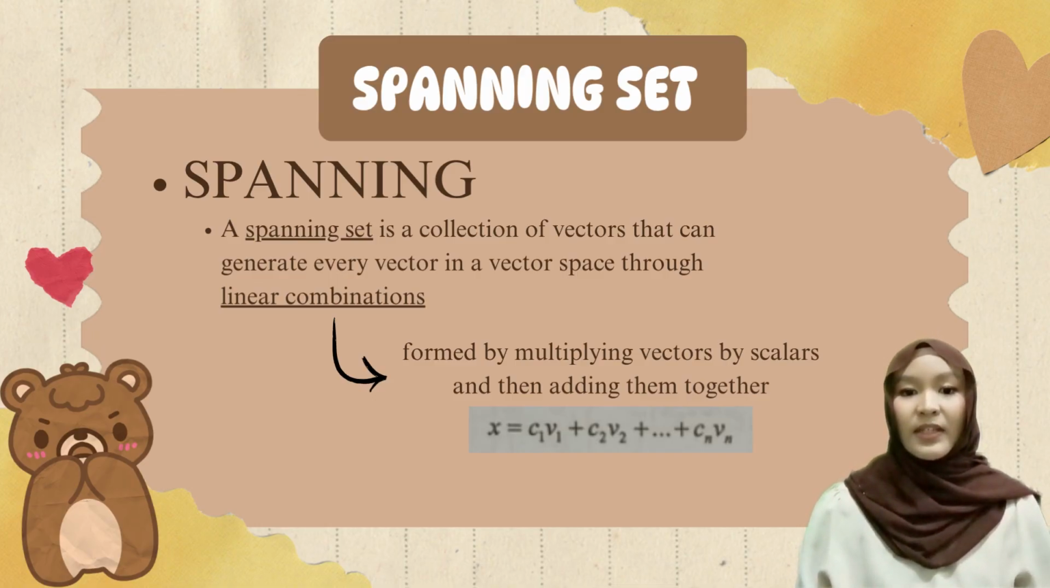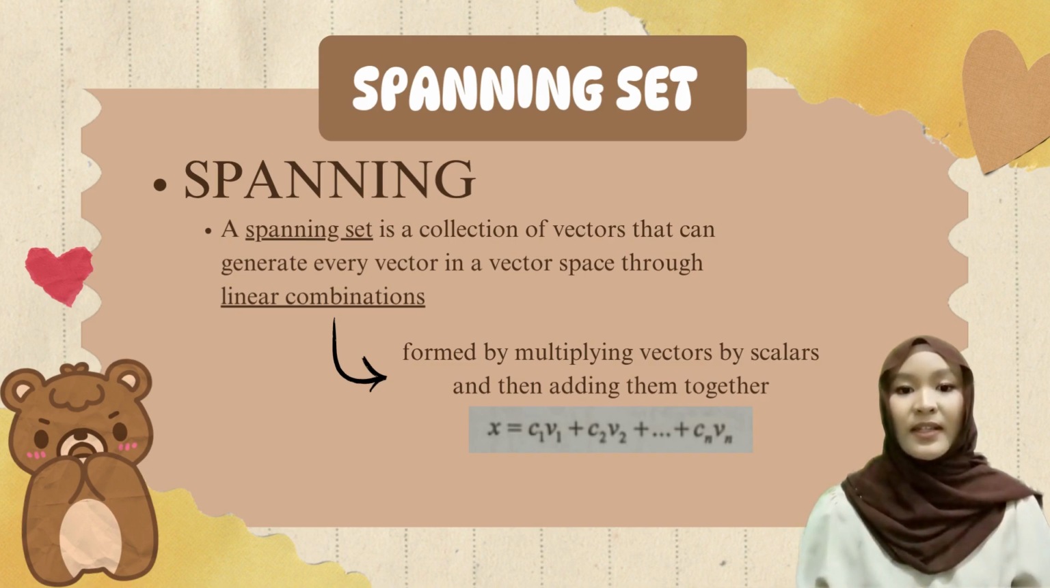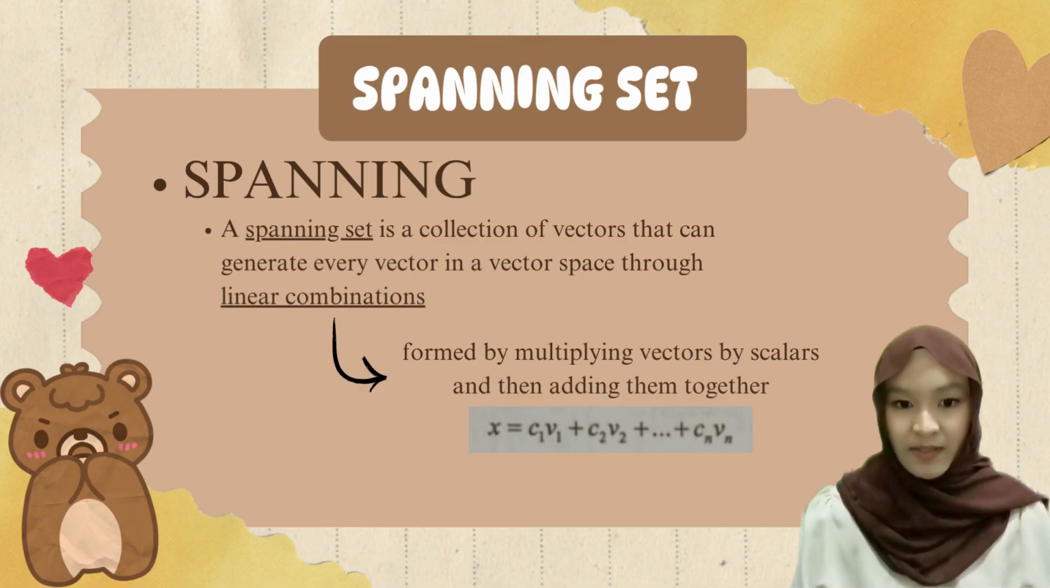If every vector in a vector space can be written as a linear combination of the vectors in a given set, then that set is called a spanning set. In simple terms, a spanning set contains enough vectors to generate every vector in a vector space.